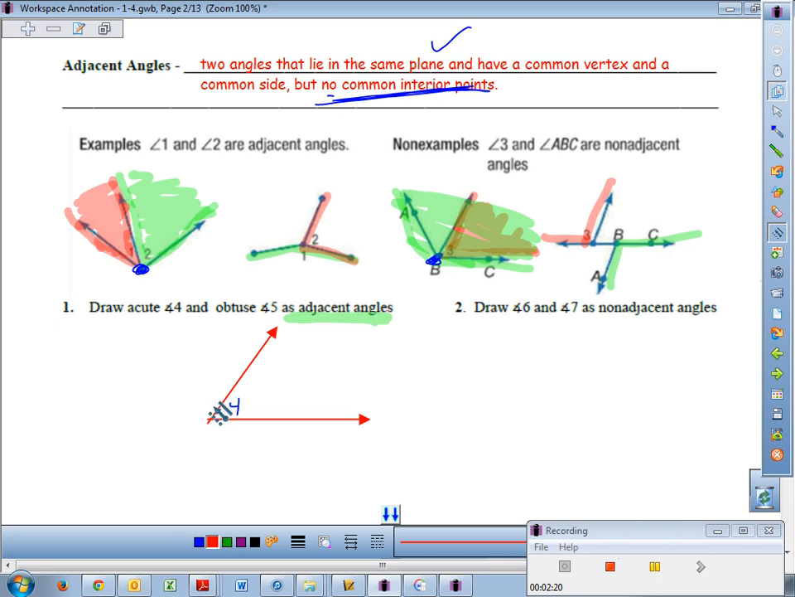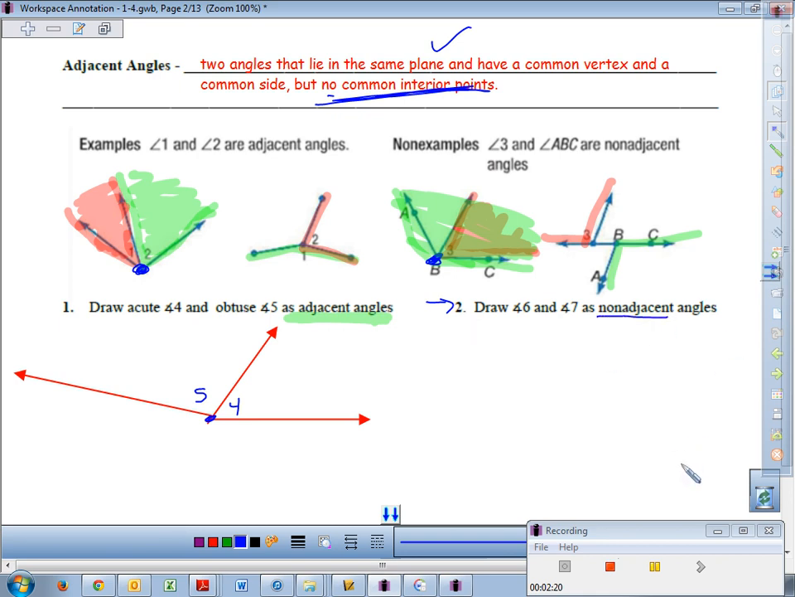I just need to look at it, maybe turn my paper a little bit, and realize this would be where it is, nice and straight up and down. If you turn your paper, I need it to be obtuse right there. So angle 5. If you want to use your protractor and measure, use your protractor and measure. But there's angle 4, it's acute. There's angle 5, it's obtuse, and those two are adjacent in the first place. Feel okay with that? Next one, draw angle 6 and angle 7 as non-adjacent angles.